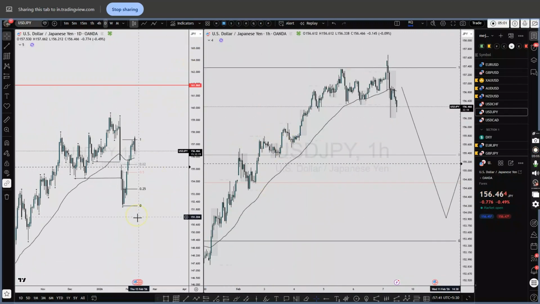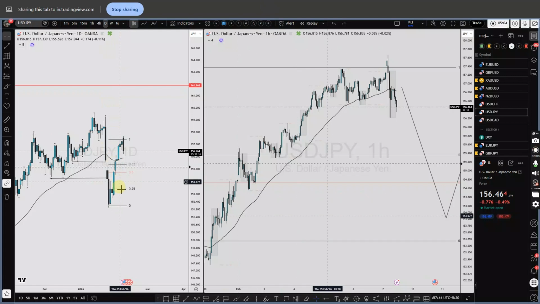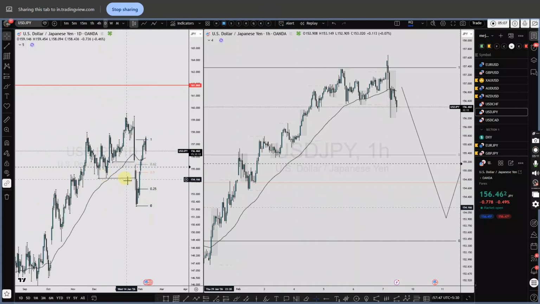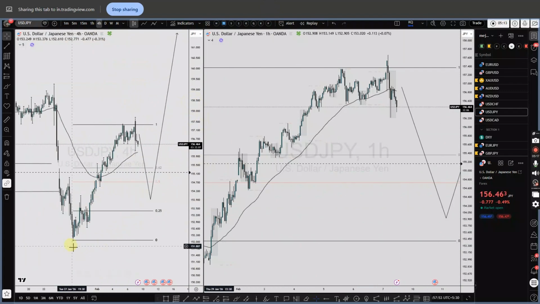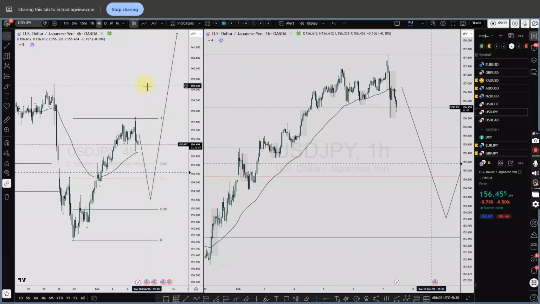USD JPY, in daily time frame, price is currently trading above 50 EMA, even though the last breakout structure was downside. But in 4 hour, we are actually bullish. And after this breakout structure in 4 hour, I'm waiting for price to come back at around this level so that I can start looking for longs in this one.